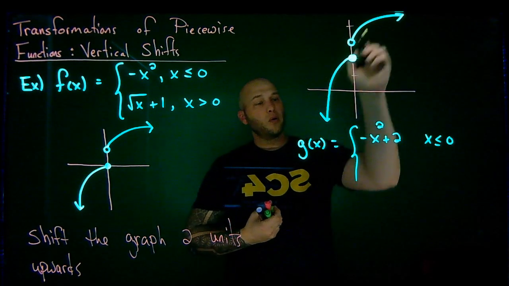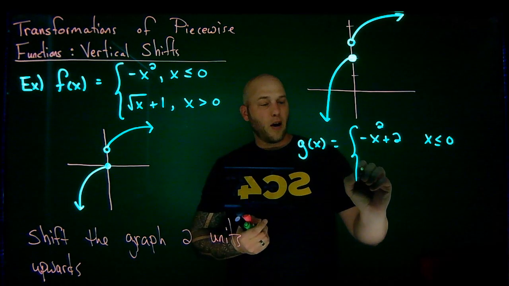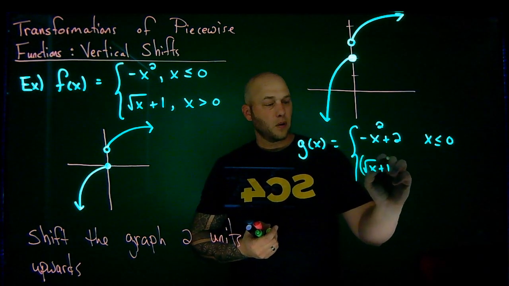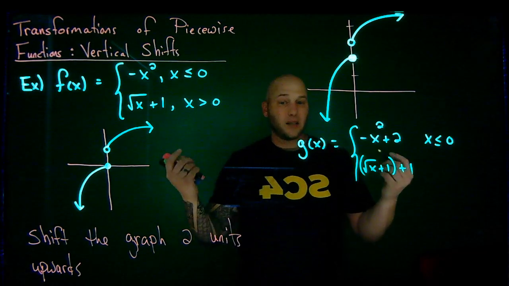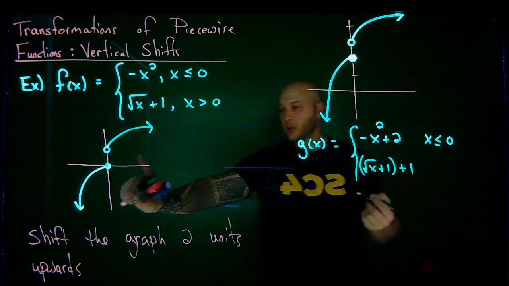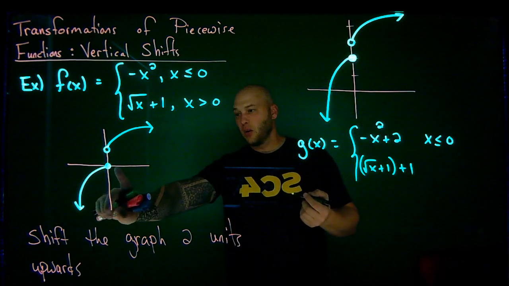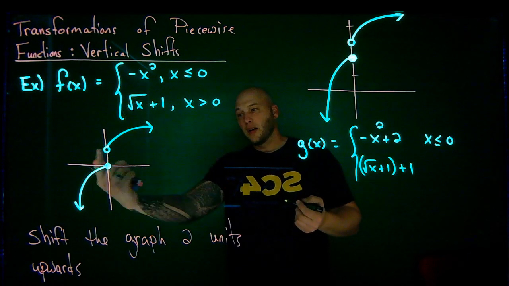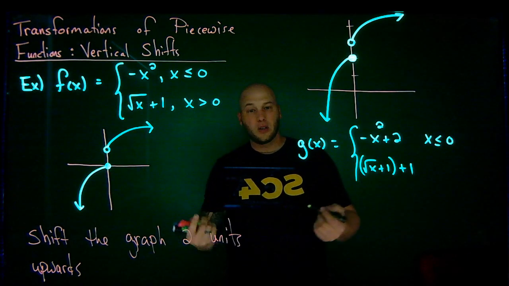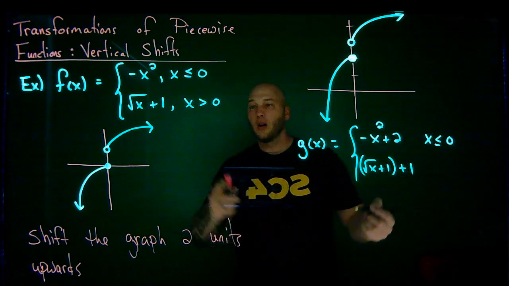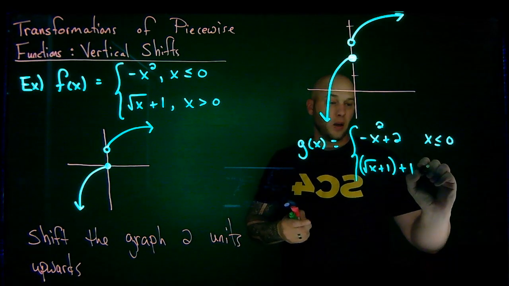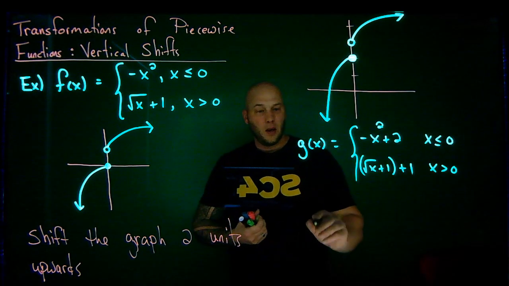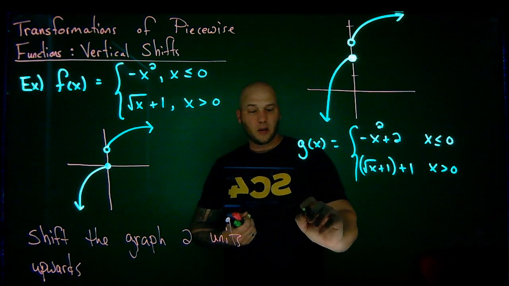And for the square root function, this was the graph of root x plus 1, and then plus 1, and I still use the same x values. Notice here, it's when x is greater than 0. Nothing happened horizontally here, everything happened vertically. Therefore, the x values are still applied to this expression for the same values over here, meaning x is greater than 0.